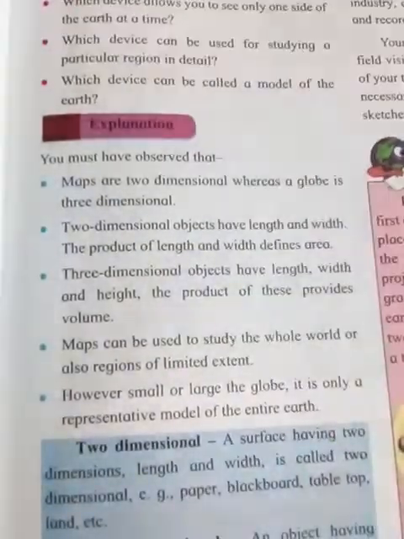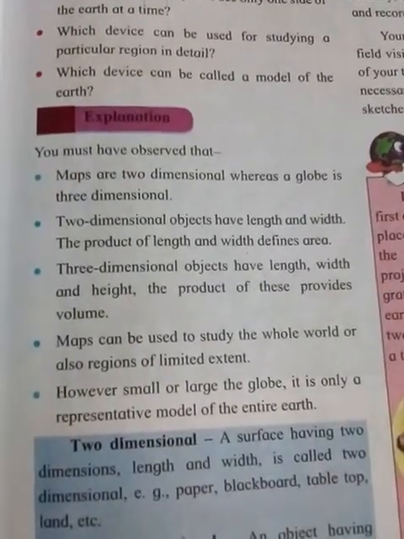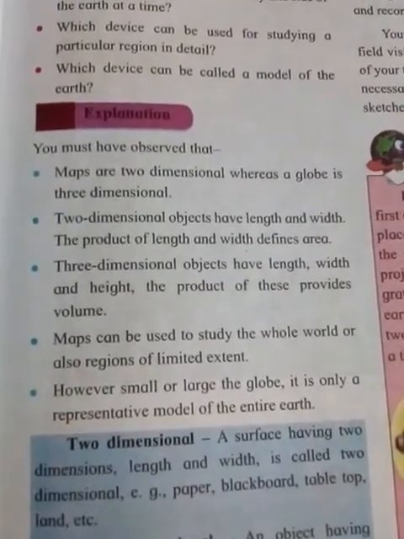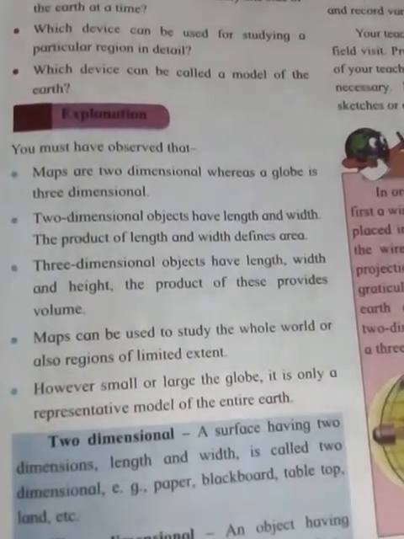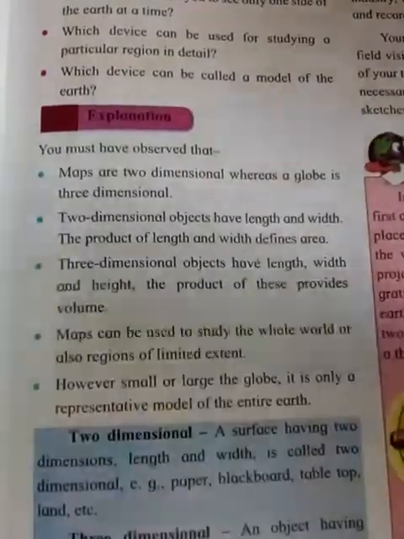Two-dimensional objects have a length and width. That means this is two sides, length and width. The product of length and width defines the area.